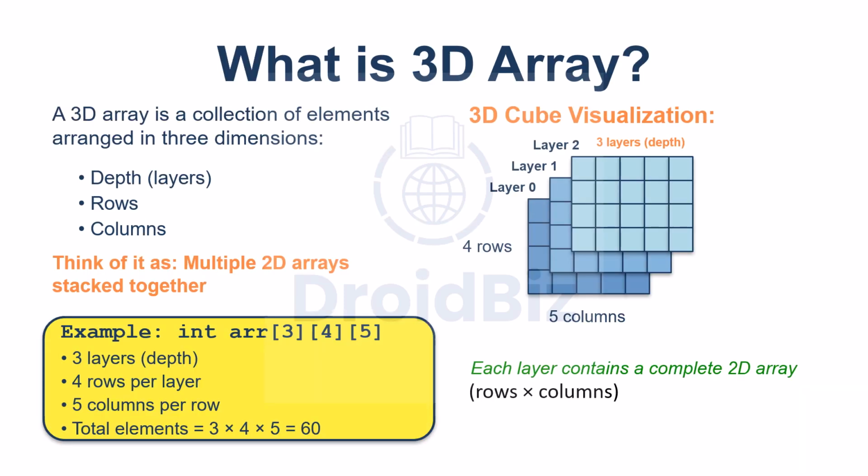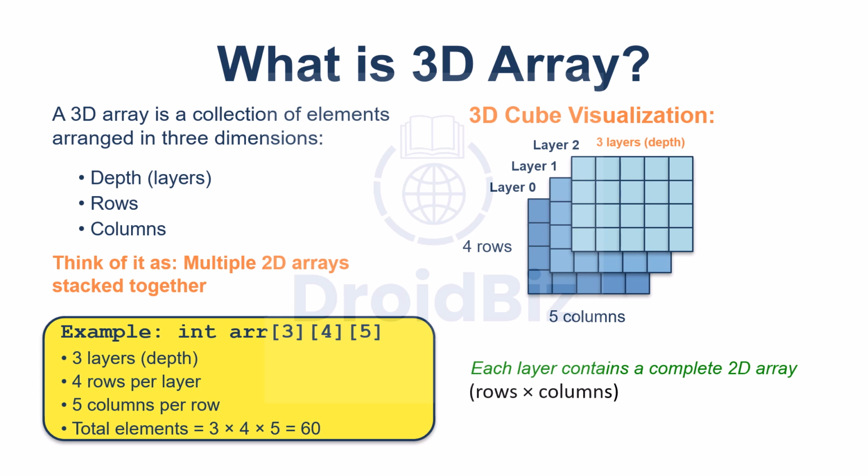A 3D array is a collection of elements arranged in 3 dimensions. These 3 dimensions are depth, which we also call layers, rows, and columns. Think of it as multiple 2D arrays stacked together, one on top of another. Let's look at an example.